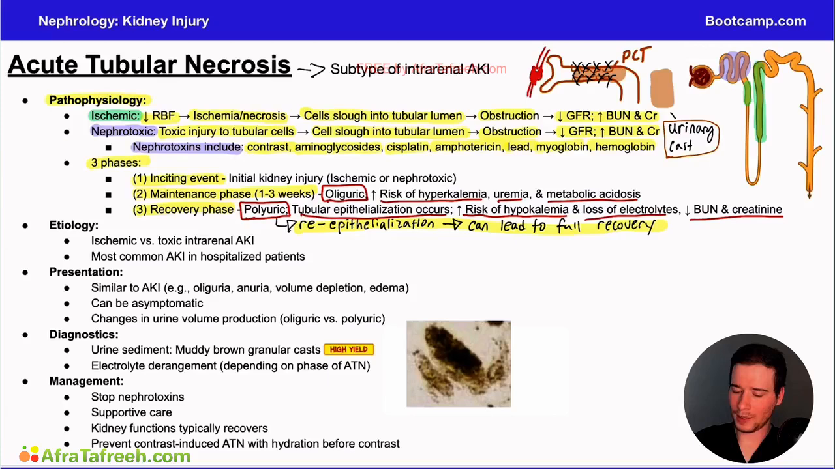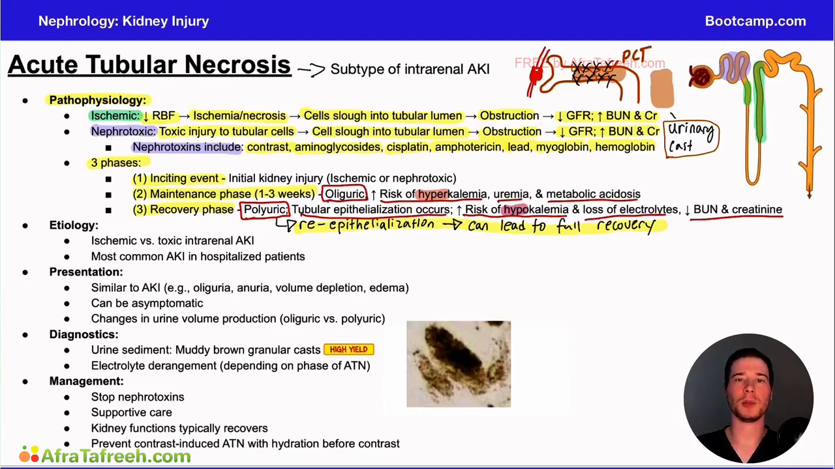I want to really highlight this point here that in the maintenance phase, we can get hyperkalemia, but in the recovery phase, we're more likely to get hypokalemia. And the reason is during the recovery phase, when we get this cellular healing occurring and the kidney regains its function, we have this polyuric phase where we're excreting an excessive amount of urine. And an excessive amount of urine production leaving the body is going to take along a lot of electrolytes, including potassium. And this can cause a hypokalemic state. So it's really important that we monitor these patients to make sure they're not going too low or too high with their potassium as they're recovering from an acute tubular necrosis.